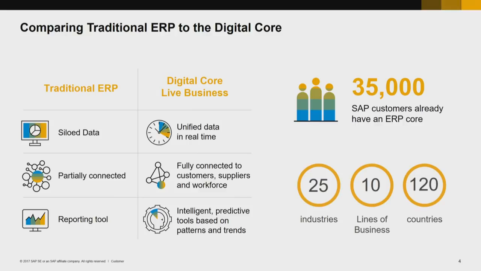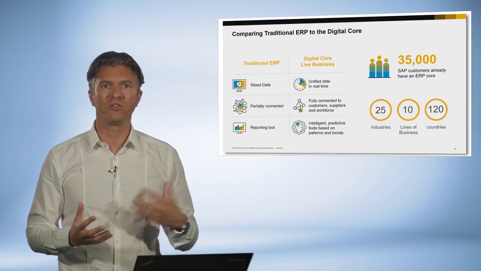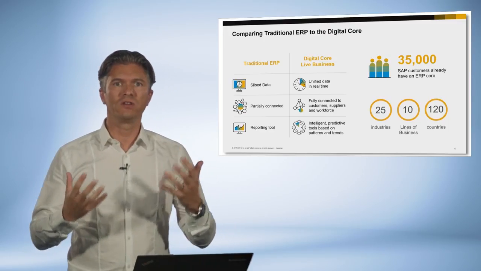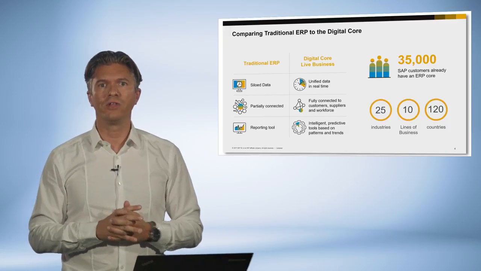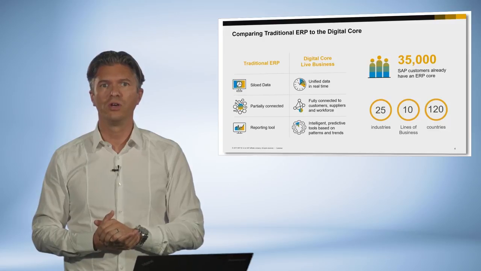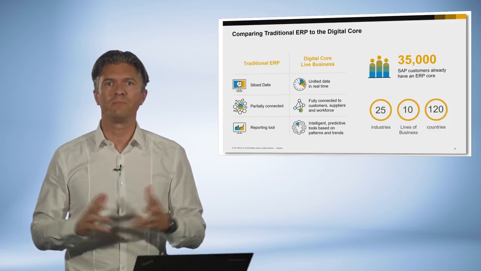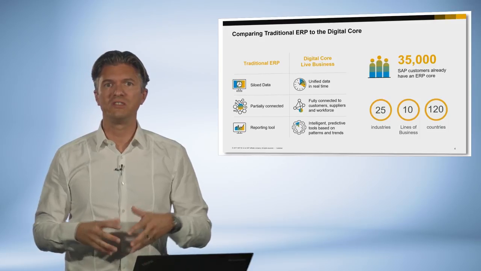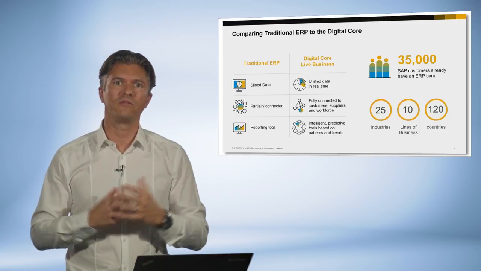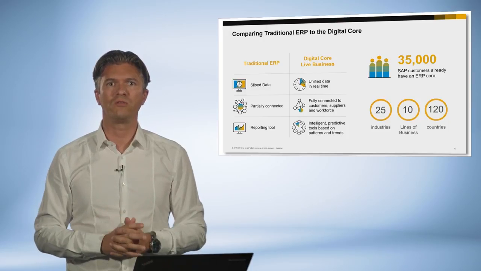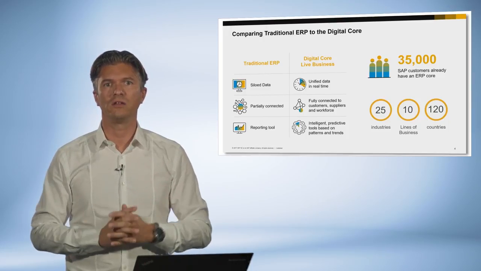What is expected from a new digital core is today in-memory real-time data for both transactional and analytical information. Of course, a consumer-grade UX, an active part of the connected world with customers, connected to suppliers, connected to workforce, and of course a system that recognizes patterns and can serve as an intelligent agent. In short, it's this ability to run your business live. That is what SAP S/4HANA is bringing to you now with a third release, bringing new functional and technical innovations.